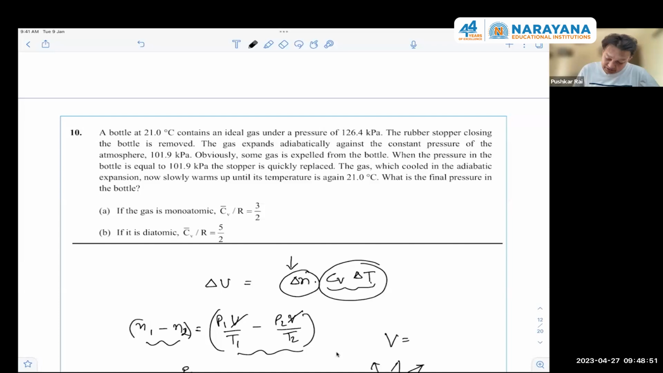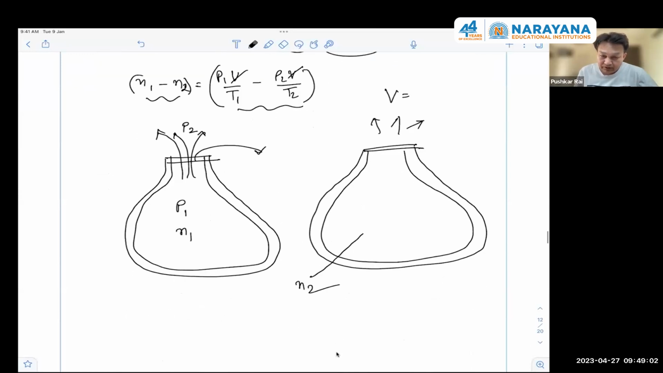Stopper is quickly replaced. The gas which cooled in the adiabatic expansion now slowly warms up until the temperature is again 21 degrees centigrade. So how will it warm up? It will not warm up on its own. You will warm it up, and you will once again take it to the initial temperature T1, because that was 21 degrees centigrade. In the process, some pressure P3 will be there.